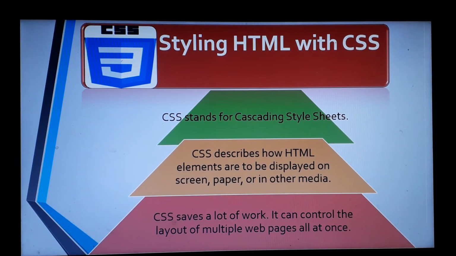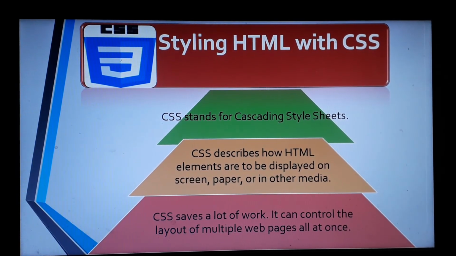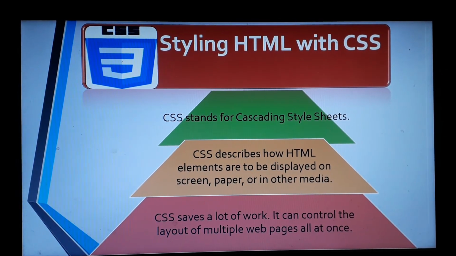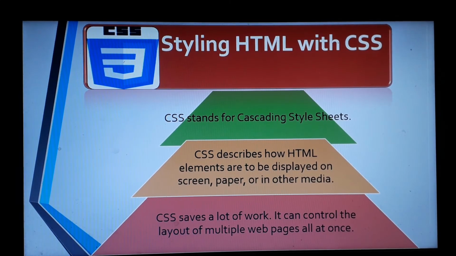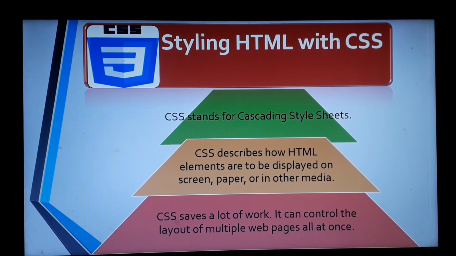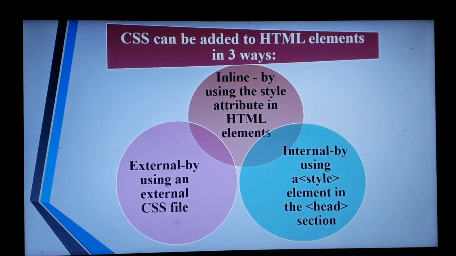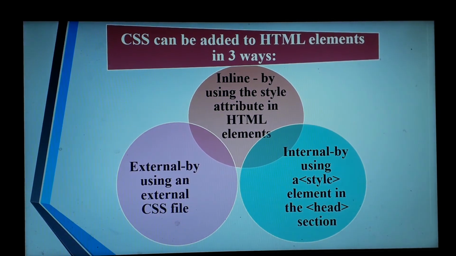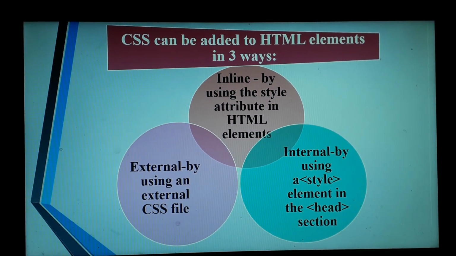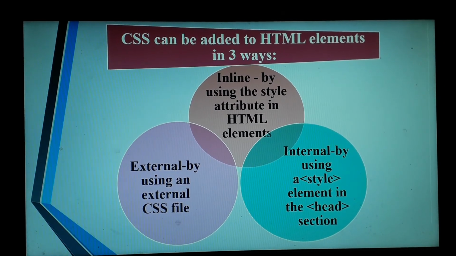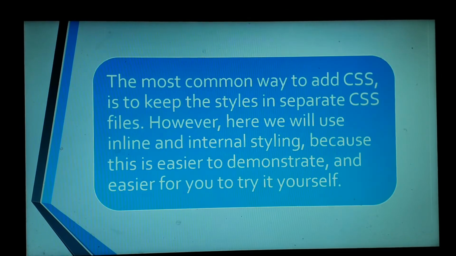CSS stands for cascading style sheet. CSS describes how HTML elements are to be displayed on screen, paper, or in other media. CSS saves a lot of work. It can control the layout of multiple web pages all at once. CSS can be added to HTML elements in three ways: inline, external, internal. That is, using the style attribute in an HTML element, using an external CSS file, and using the style element in the head section.